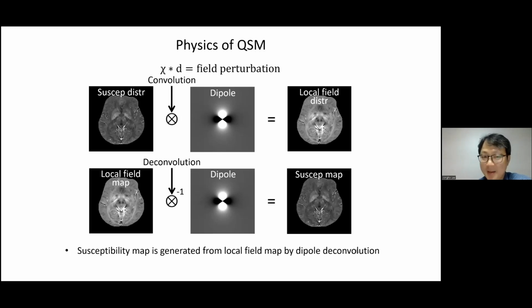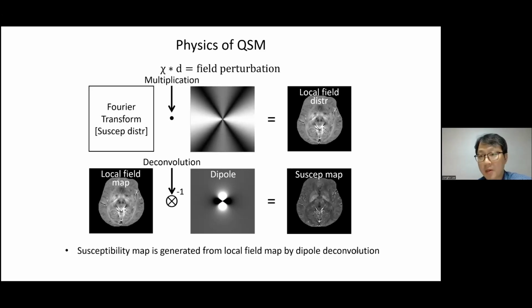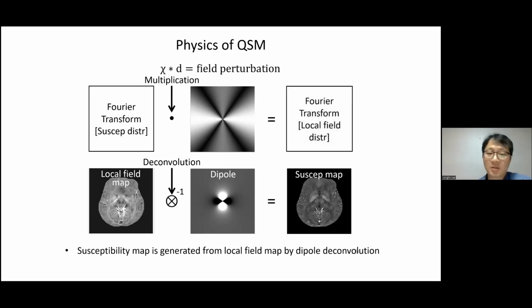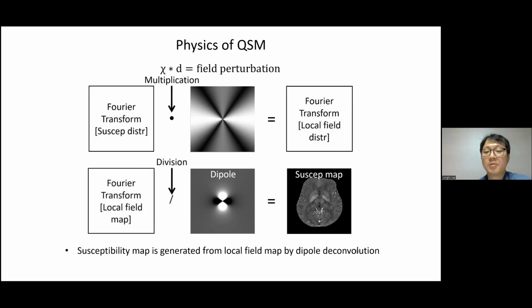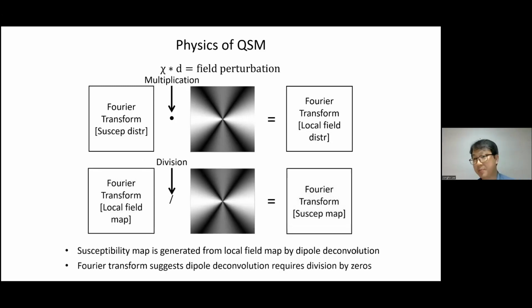Well, for anyone who took the signals and systems class, we know the relationship of the convolution. If it is an LTI system, then we can do the Fourier transform on each of it. And then this convolution becomes multiplication. And there comes the Fourier transform of the dipole pattern. And the relationship holds, so now the deconvolution becomes division. And then there comes the dipole pattern in k-space.